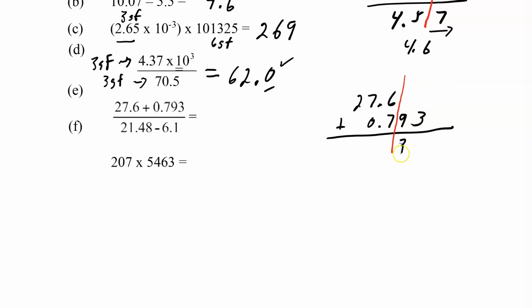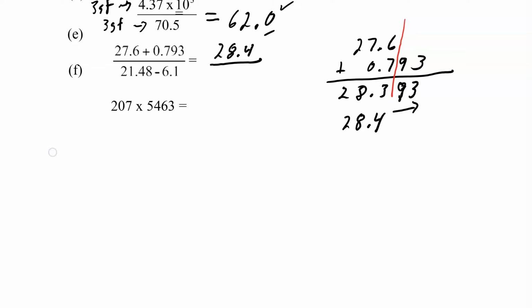Let's do the addition. We've got a 93 coming down. We got a 3, we got an 8, and we've got a 2. Everything to the right, of course, is going to be dropped, but 9 is greater than 5, so my numerator value becomes 28.4. Round the 3 up to a 4. So my numerator, 28.4. Now we're going to divide it by the difference between our denominator values.